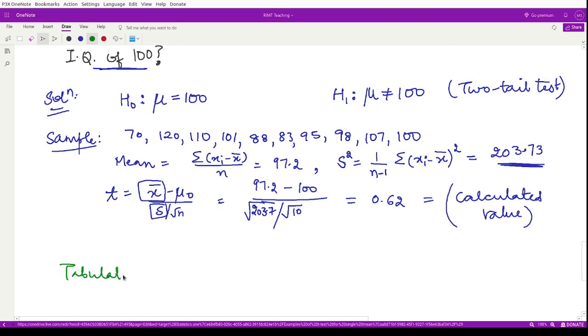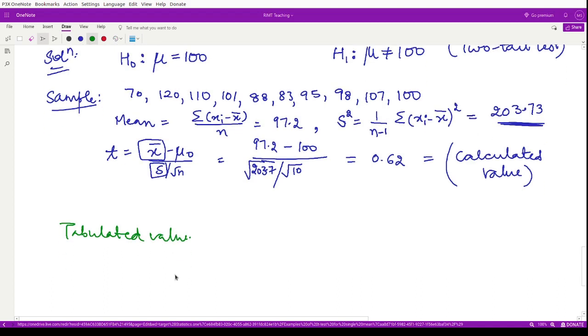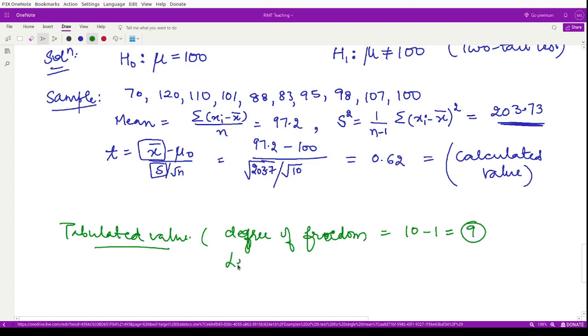So for the tabulated value, what do you require? Two things are required. One is the degree of freedom. So here the sample size is given to be 10, so we have 10 minus 1, that is 9 degrees of freedom. And moreover, the level of significance, that is given to be 5%. But here is a catch, that you will not use 5% here. Why? Because your test is a two-tail test.